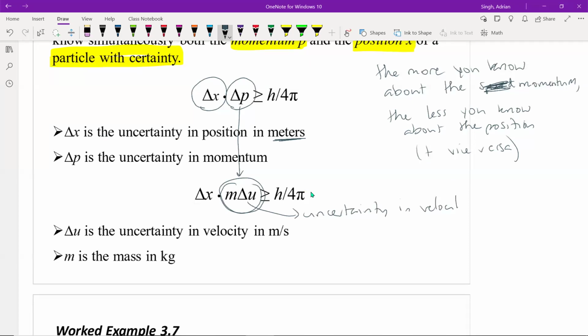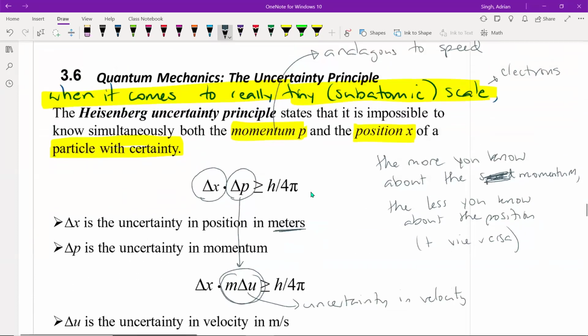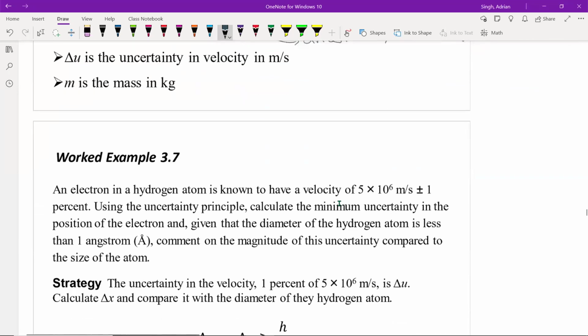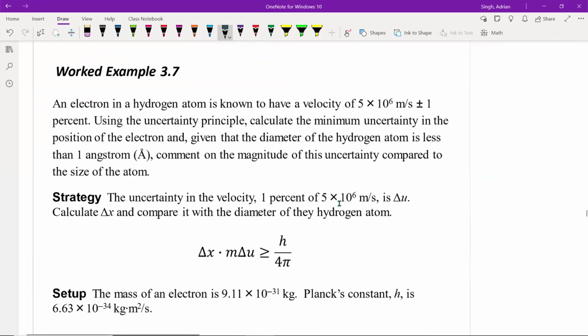Okay, so we said before it was analogous to the speed, right? And this is why, because momentum is just a product of the mass and the velocity. So we multiply those two uncertainties together, being greater than or equal to h, Planck's constant, over 4 pi. So we can take a look at an actual example and put some numbers behind this. It says an electron in a hydrogen atom is known to have a velocity of 5 times 10 to the 6 meters per second, plus or minus 1%.